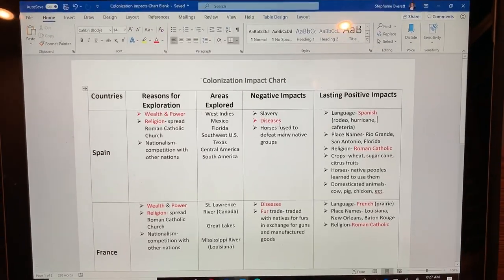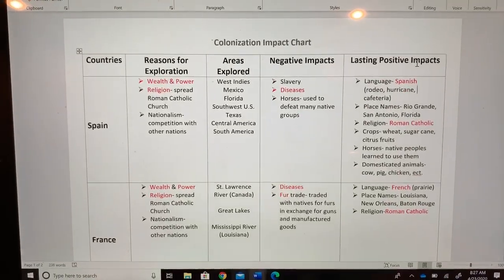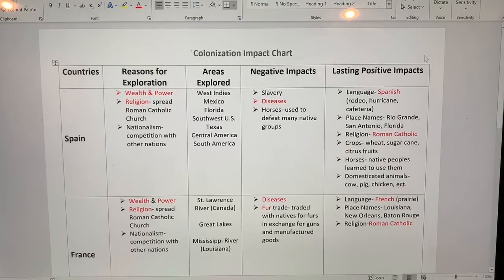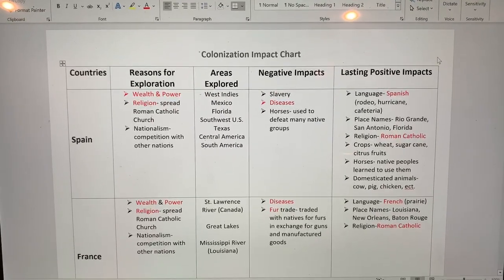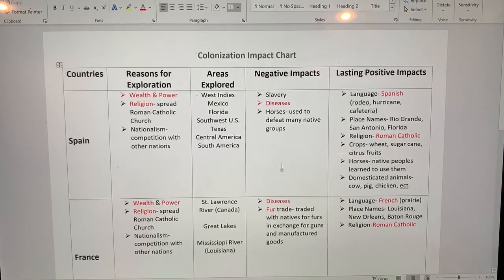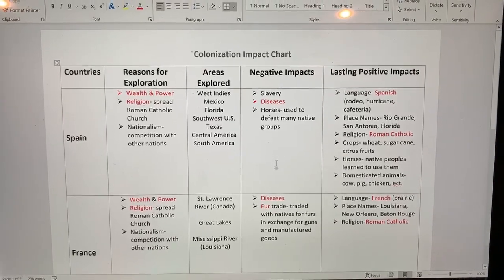I wanted to go over this colonization impact chart with you so that you could review it and fill in any of the blanks that you don't have. Notice that the blanks that you had on your sheet are in red, so make sure when I go through that you check these. If you need to pause the video, go ahead and do that.